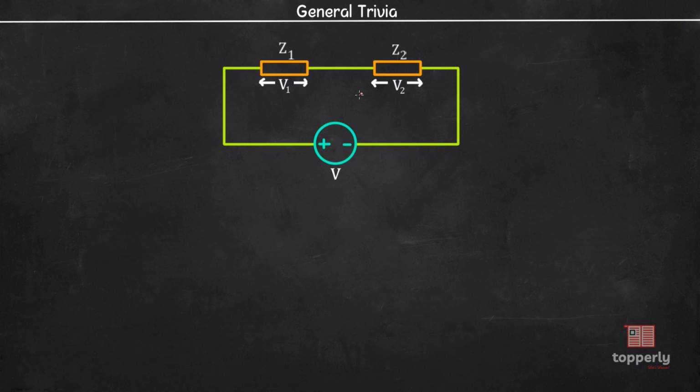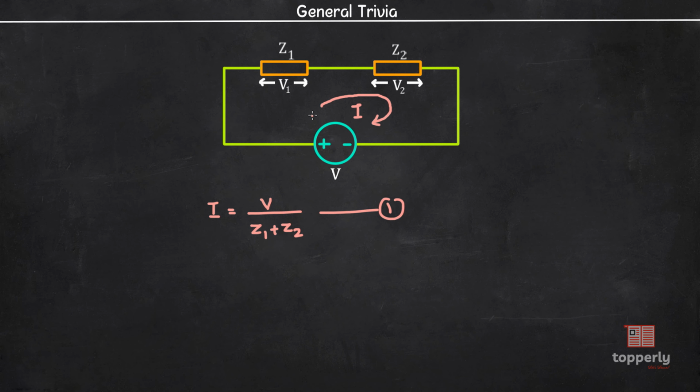Now we know that in a series circuit, the current through all the elements in the circuit are same, but the voltage across elements depend upon their impedances. The current through the circuit can be found using Ohm's law. Therefore, current I through the circuit is equal to supply voltage V by Z1 plus Z2, right? Let us name it as equation number 1.